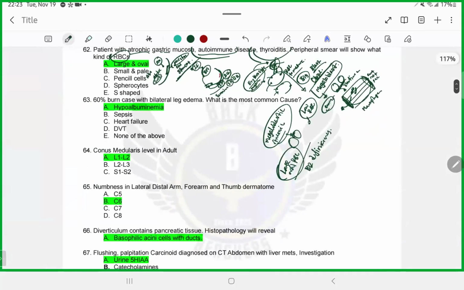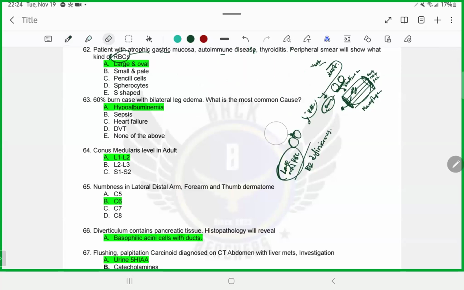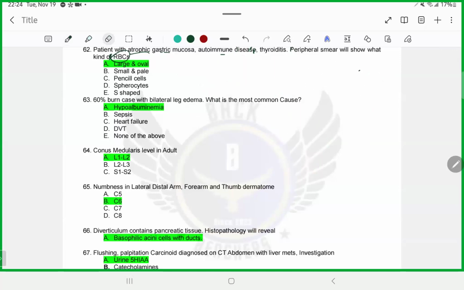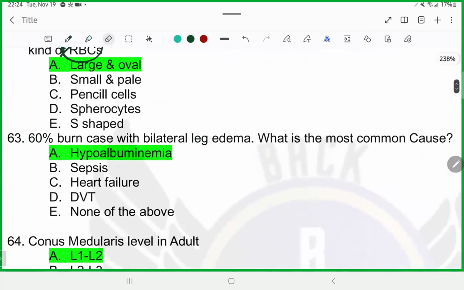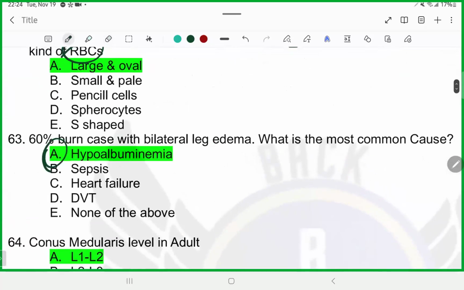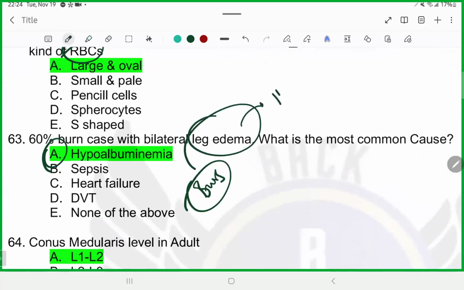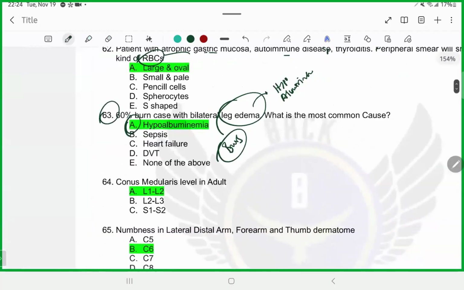Then 60% burn case with bilateral leg edema. What is the most common cause? We all know it: albumin. DVT, no. Albumin, because 60% burn. All the proteins of your body are burned. So after a burn, if there's edema, it's due to hypoalbuminemia. Just memorize this information. After a burn, if there's edema, that's hypoalbuminemia.